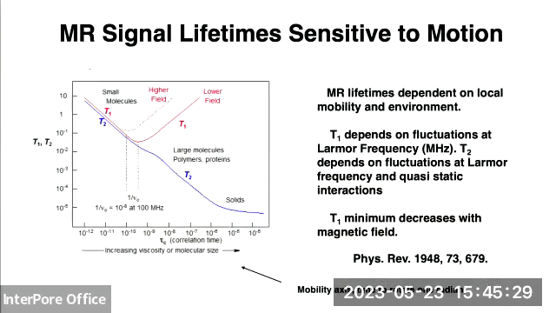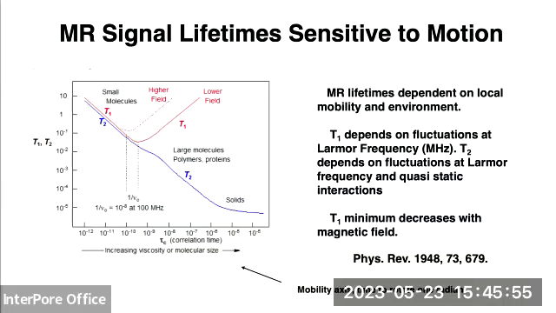In magnetic resonance, the signal lifetimes, and two representative lifetimes are T1 and T2, depend very much on the mobility of the nuclei, which is to say the mobility of the molecules. Relaxation is driven by fluctuations in the magnetic field of the nuclei of interest. And if those fluctuations are at the right frequency, then we will have relaxation either efficiently or inefficiently.